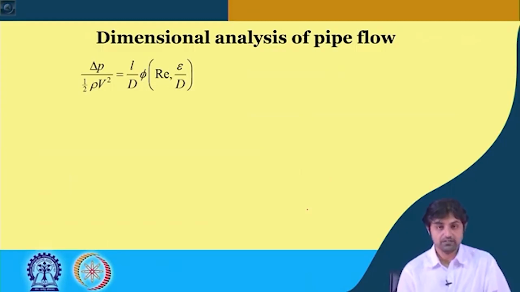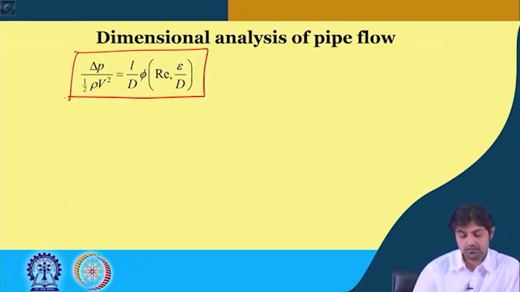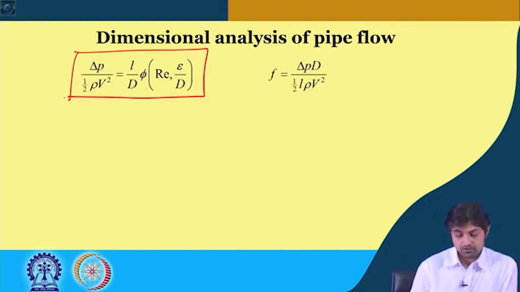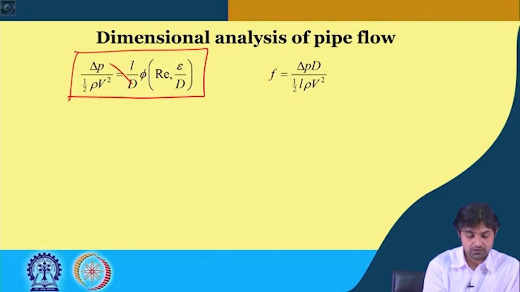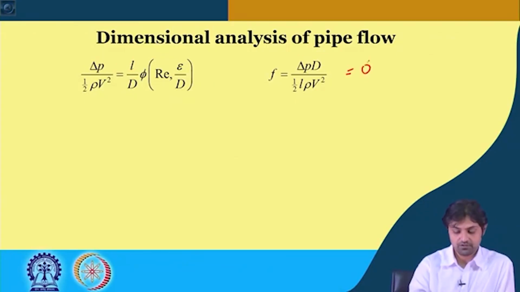So again we write down the same equation, delta P by half rho V square is L by D and a function of Reynolds number and epsilon by D. So we bring L by D on the other side, and define F. So F is nothing but delta P into D divided by half L rho V square, and this we call friction factor F. All right. So F is a function of Reynolds number and epsilon by D.